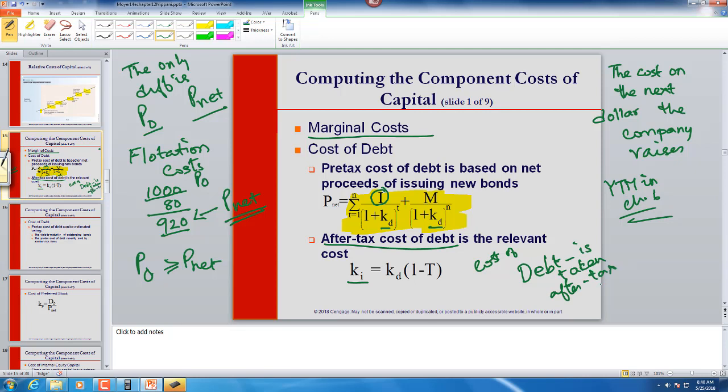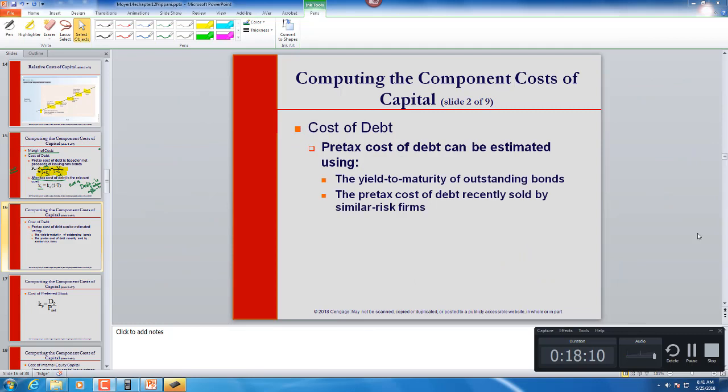Only one. All right. Now, a lot of times companies use these methods too, apparently, according to your textbook. Pre-tax cost of debt can be estimated using the yield to maturity of outstanding bonds that a company has, or sold by similar risk firms. But normally in my class, you will get a problem which expects you to calculate the pre-tax and the post-tax cost of debt.